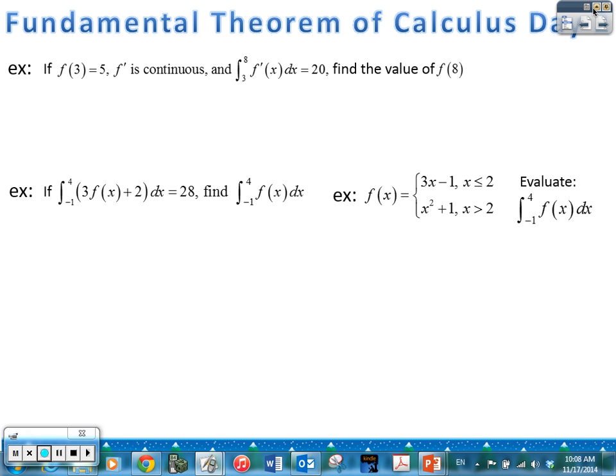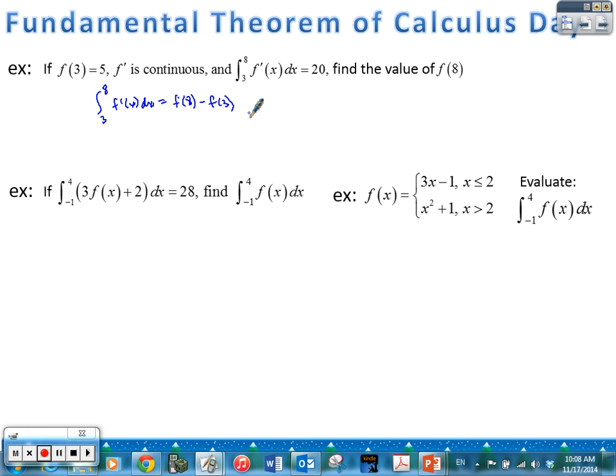We're given a position value, f of 3 equals 5. We're told that the first derivative is continuous, and then we are given an integral value: the integral of the first derivative is 20, and we're asked to find f of 8. So just like we worked on Friday, we want to set up our integral using the fundamental theorem.